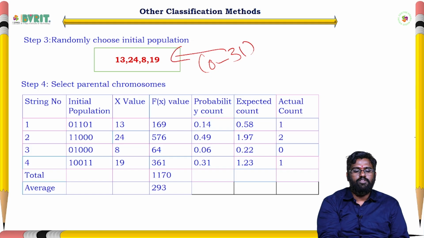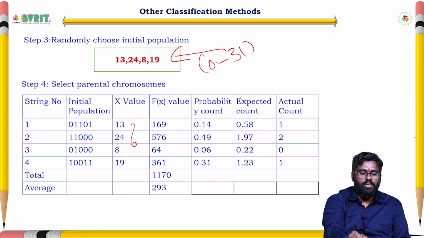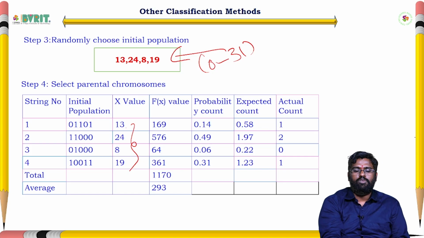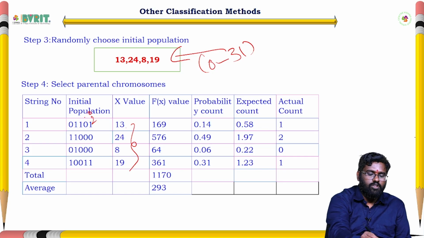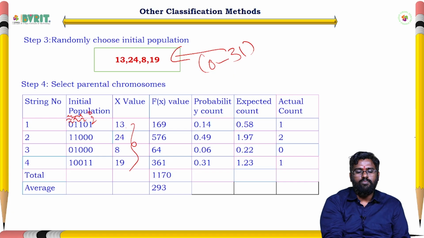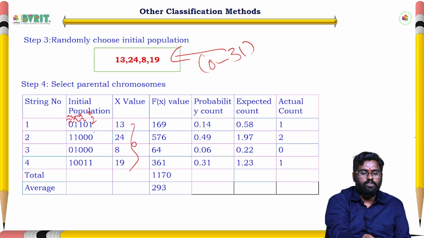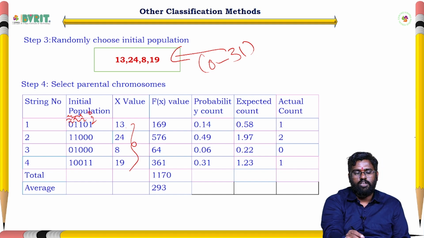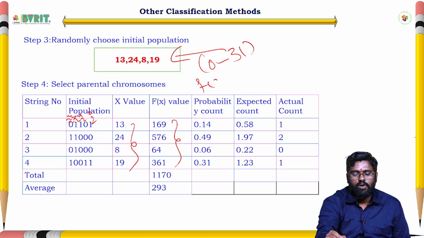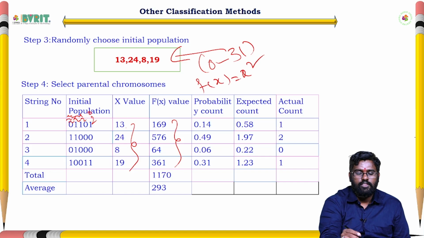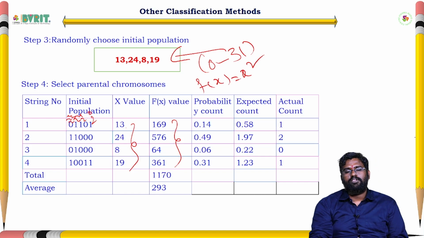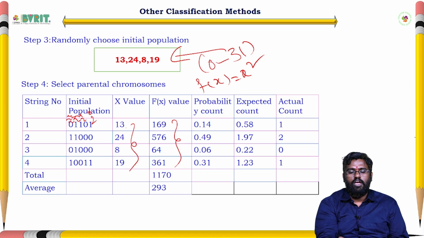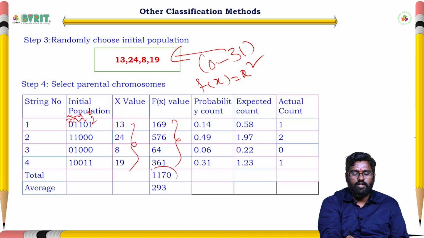And then the next step is, with the population values, whatever the x values are there, we write the equivalent binary number. That is how we write 2 power 0, 2 power 1, 2 square, 2 cube, 2 power 4. That means 2 power 0 means 1, 8 plus 4 is 12, 12 plus 1 is 13. Those values we have written. Then we have to calculate f of x. F of x is given, f of x is equal to x square. That means 13 square, 24 square, 8 square and 19 square. Then the sum of all these values is 1170.